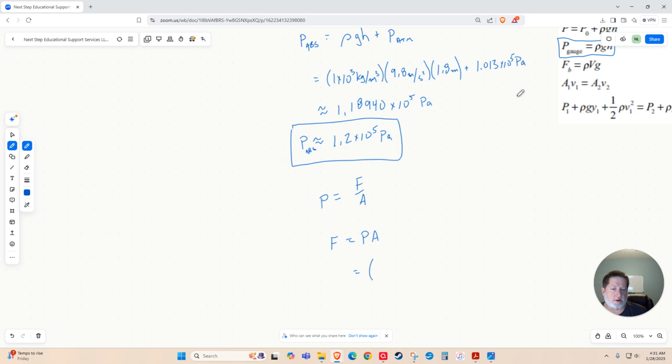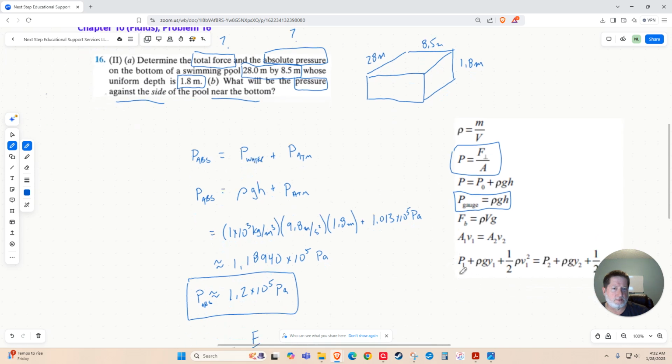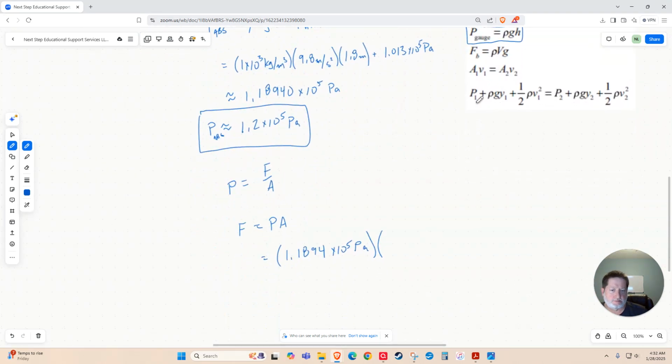I'm going to go ahead and start substituting my numbers. Again, I don't want this 1.2 number. I want the full 1.18940 number for my pressure. And for my area, I'm just going to do my length times my width calculation. That's 28 meters and 8.5 meters. Which is the area of the surface of the pool.